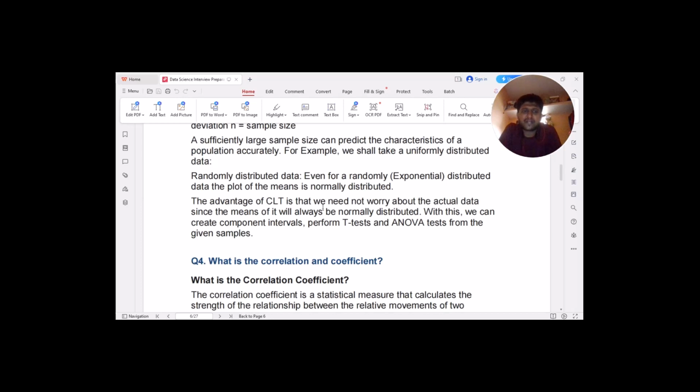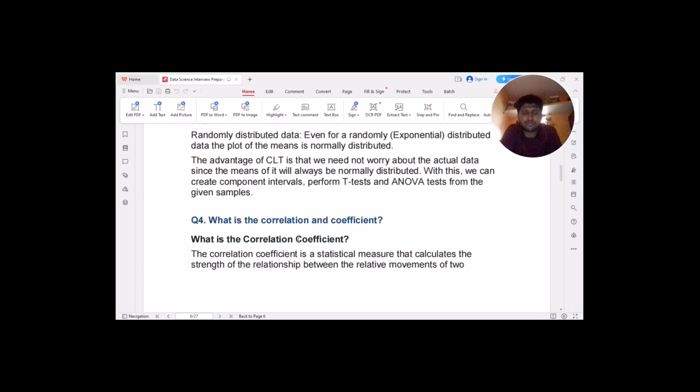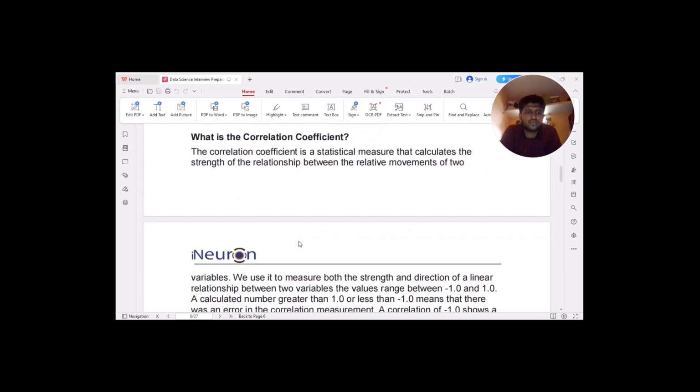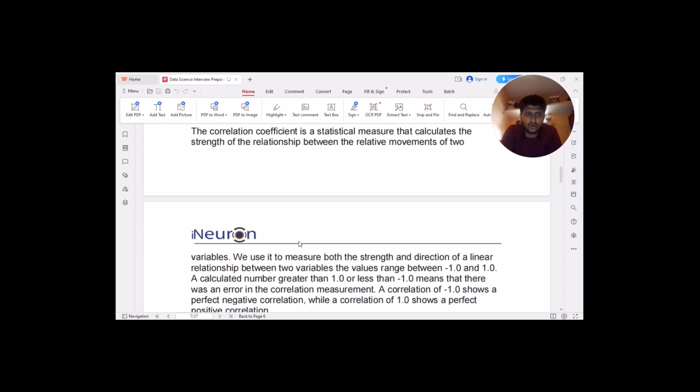So you might ask questions about what correlation and coefficients are, right? We'll dive into it and start to understand that particular thing. The correlation coefficient is a statistical measure that calculates the strength of the relationship between the relative movements of two variables. All right, we use both of the strength.